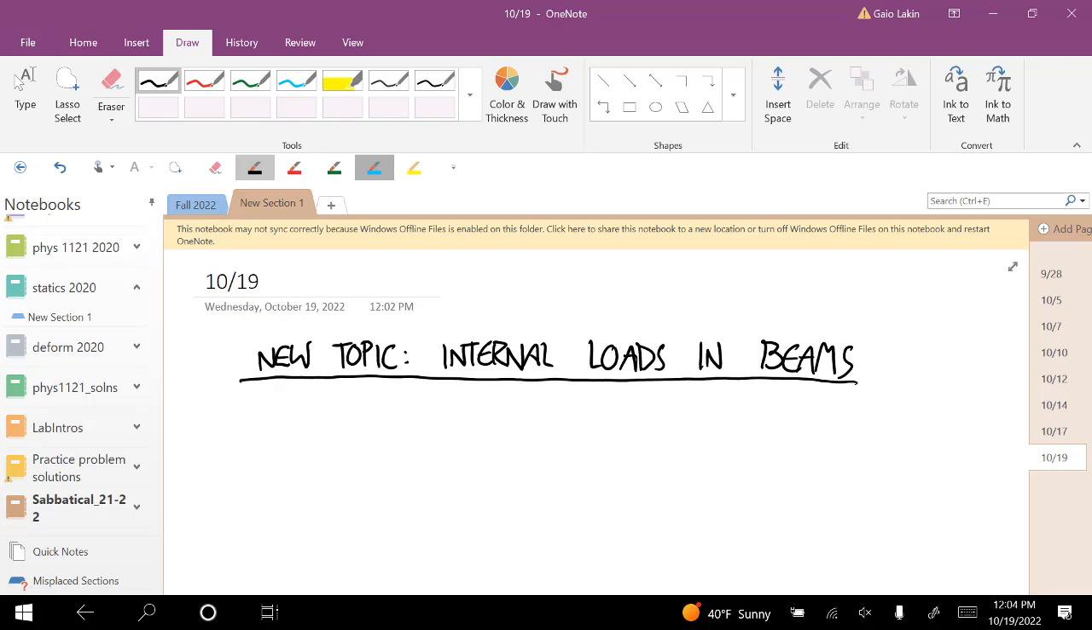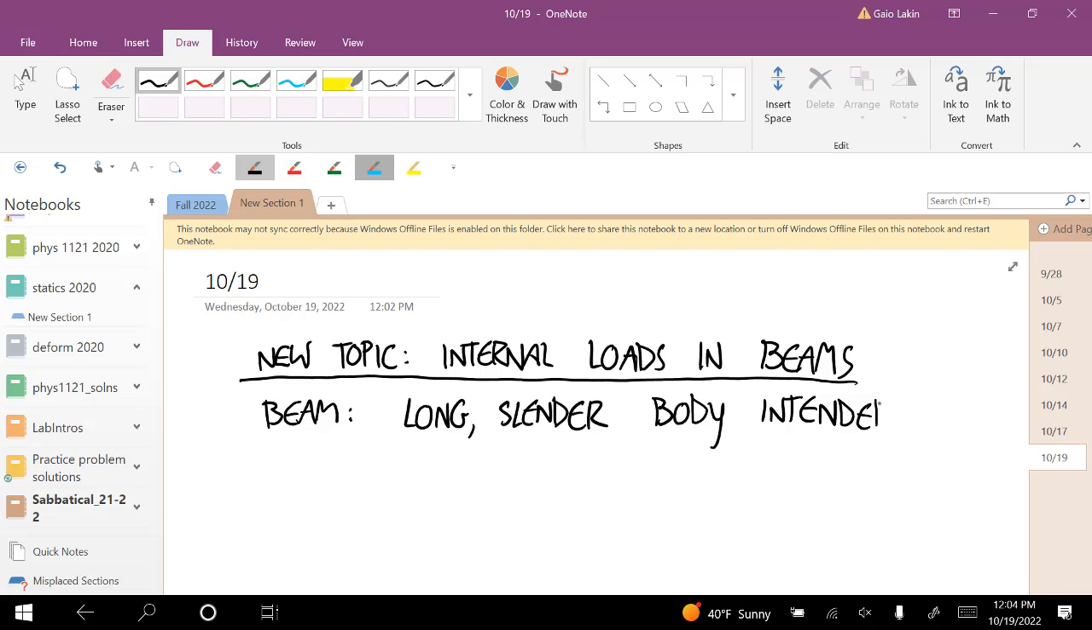And a beam is a long, slender body. But this is the key thing for when you hear beams. It's intended to support at least one non-axial load.